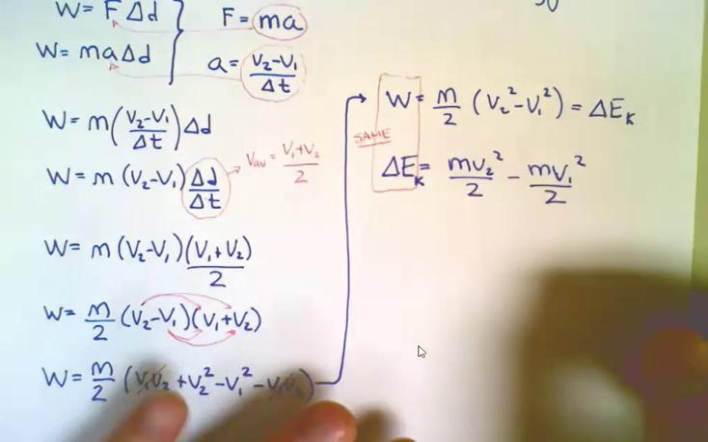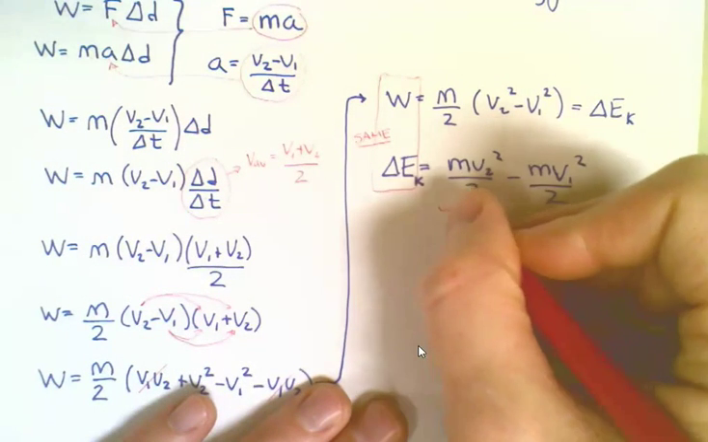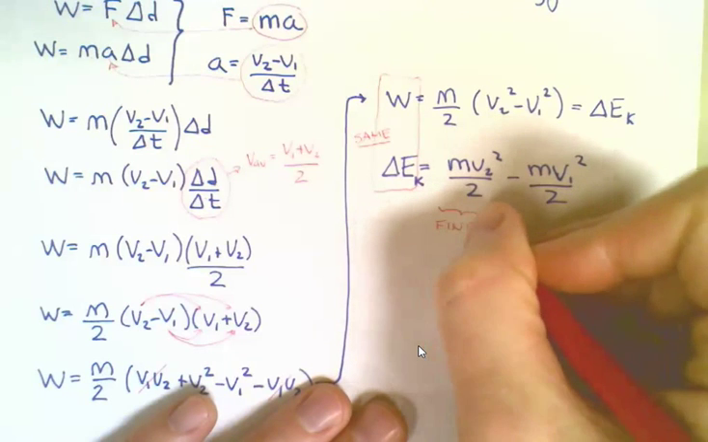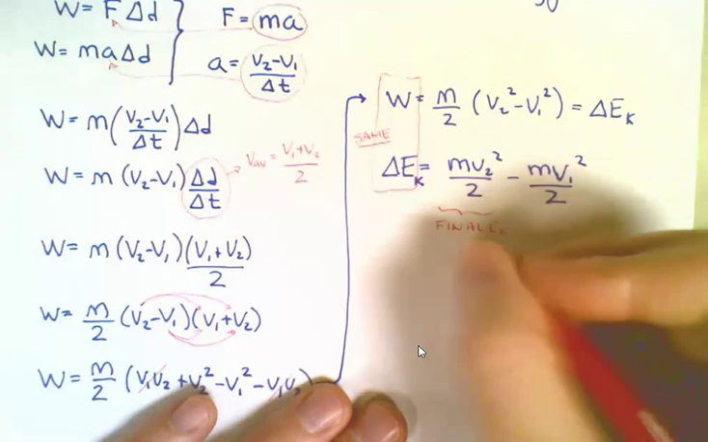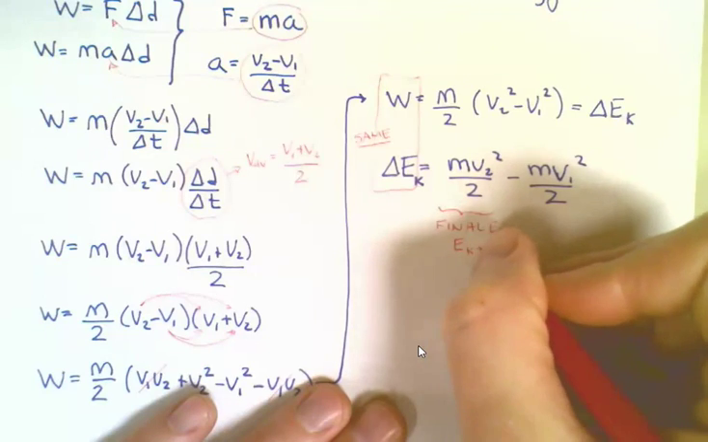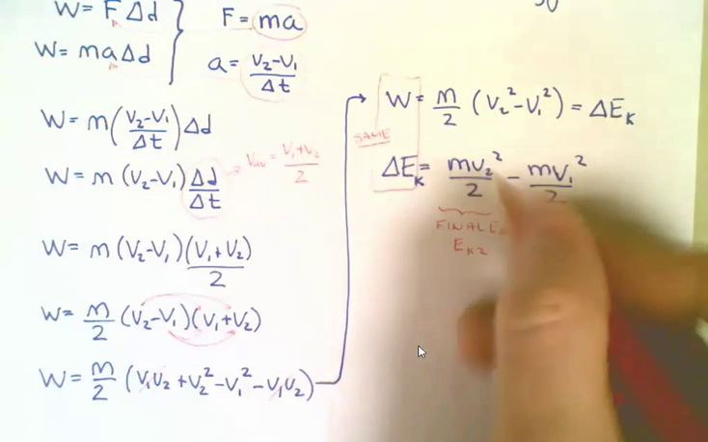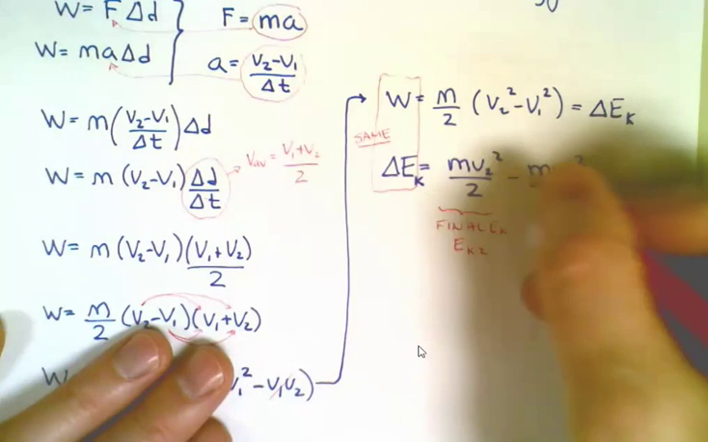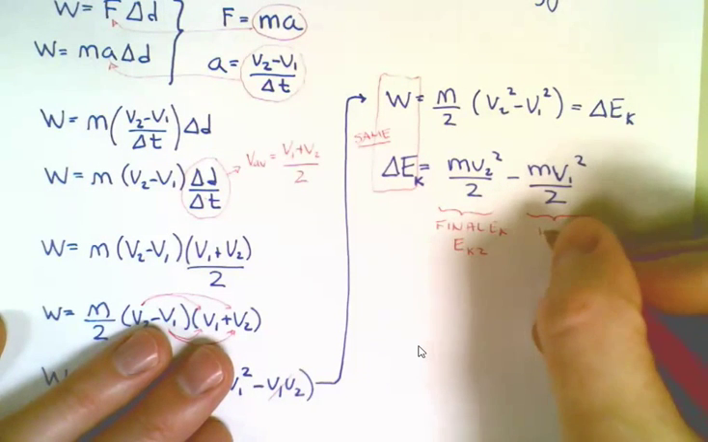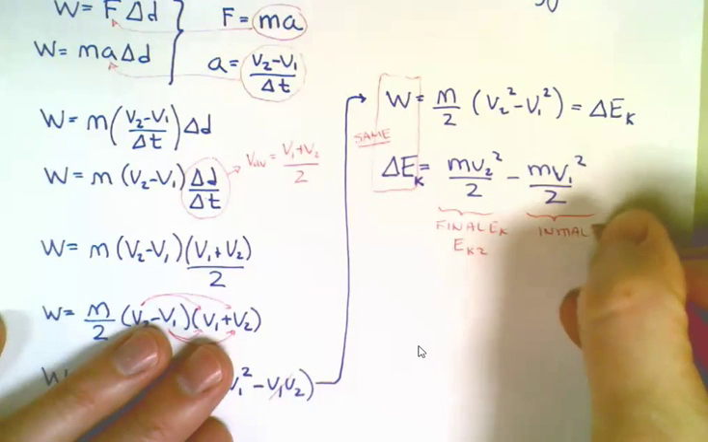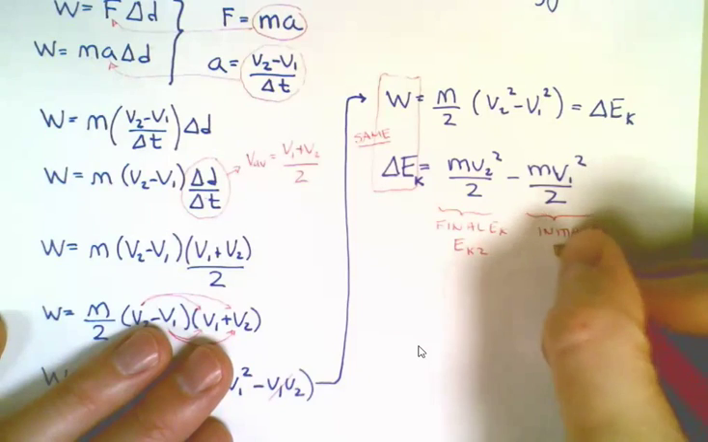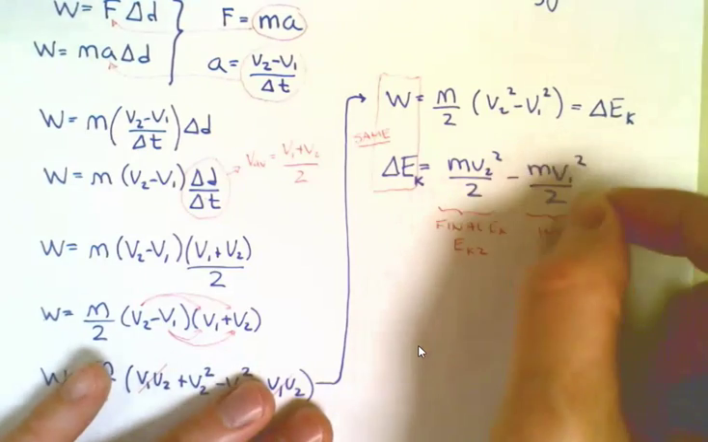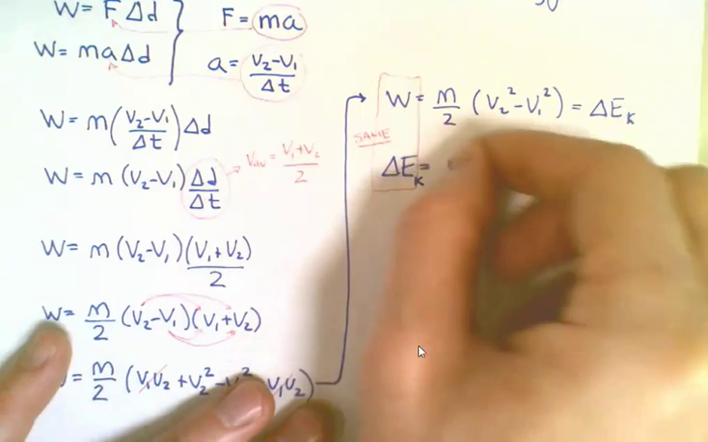What this means now is that this term here is your final EK, or what we call EK2. This is how much kinetic energy the object has at its final speed of v2. And then we subtract how much the initial EK was, EK1.